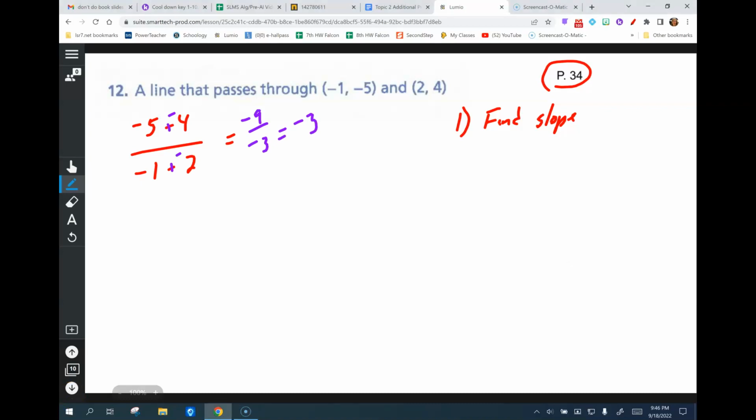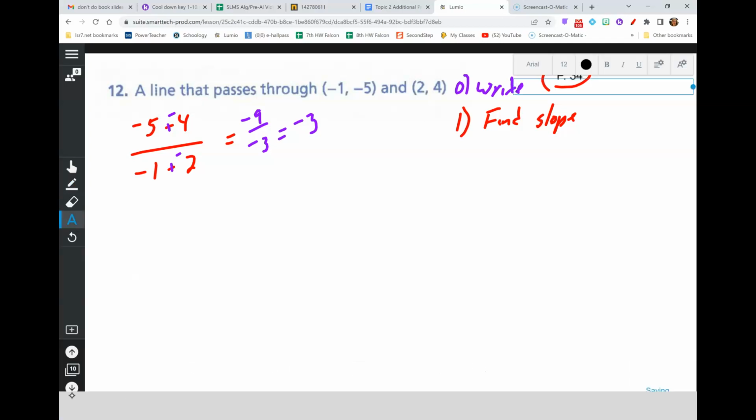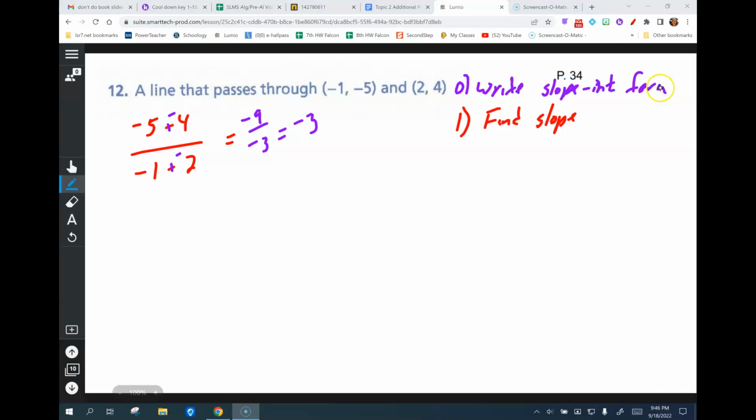Actually, step 0 should be write slope-intercept form. Wow. So step 0 should actually be write slope-intercept form. I don't know what's happening there. Okay, so I should have done that first. Y equals mx plus b. Yay, we have the slope. Now we're going to find b.